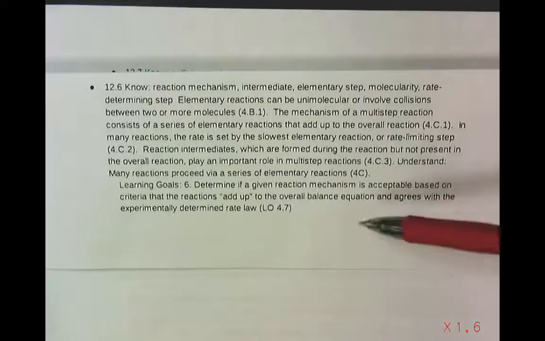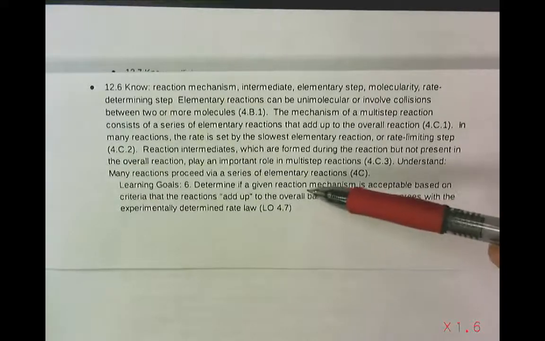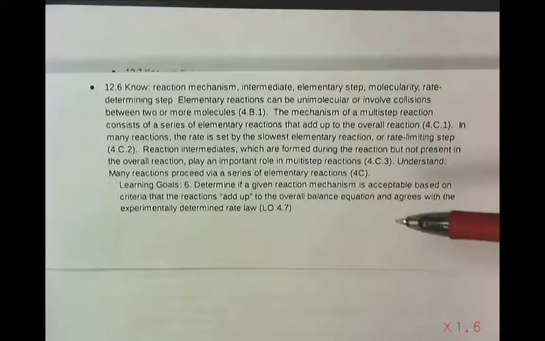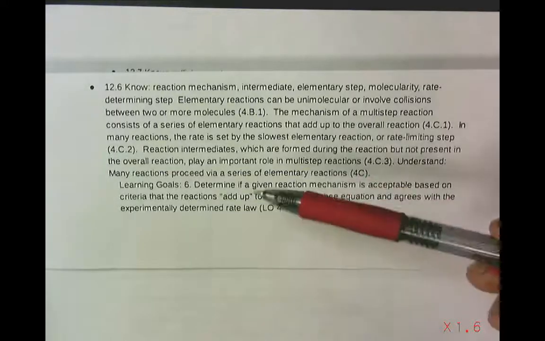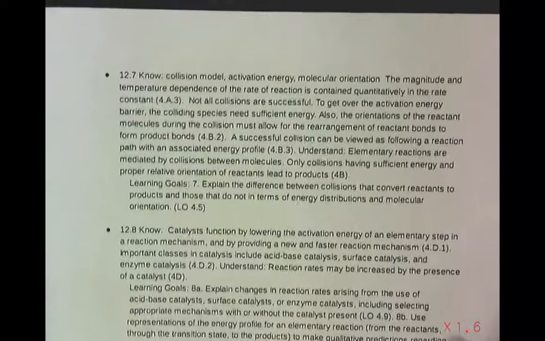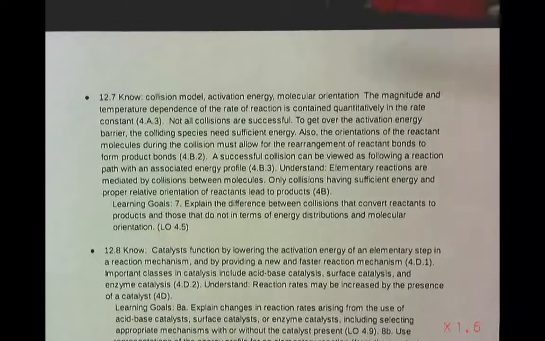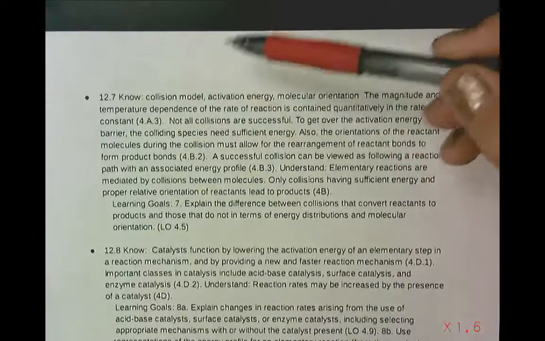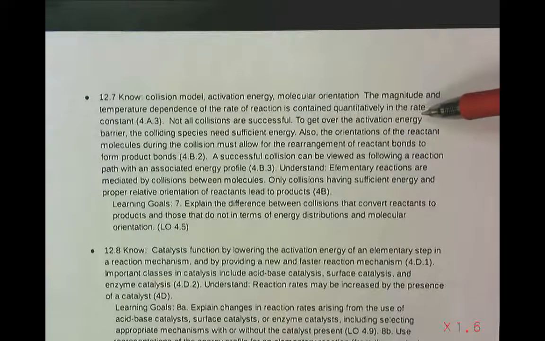Make sure that you can determine if a reaction mechanism is acceptable based on the requirements that the series of steps add up to the overall balanced equation, and that the slow step agrees with the experimentally determined rate law. Also, you should know that the collision theory is the idea behind kinetics. Not all collisions are successful, but the magnitude and temperature dependence of a collision is contained in the rate constant, so only temperature can change K.